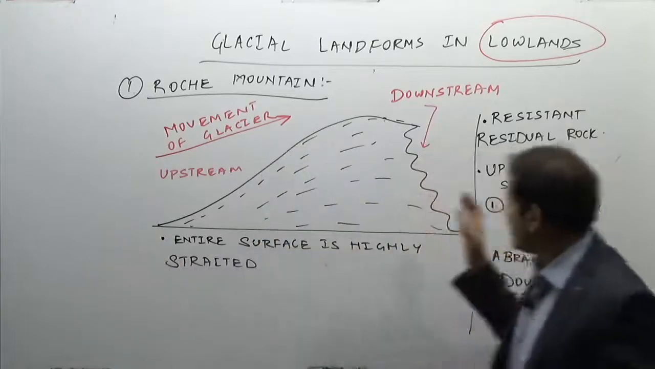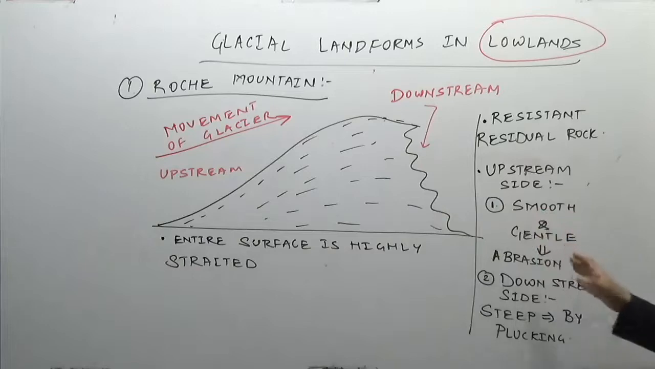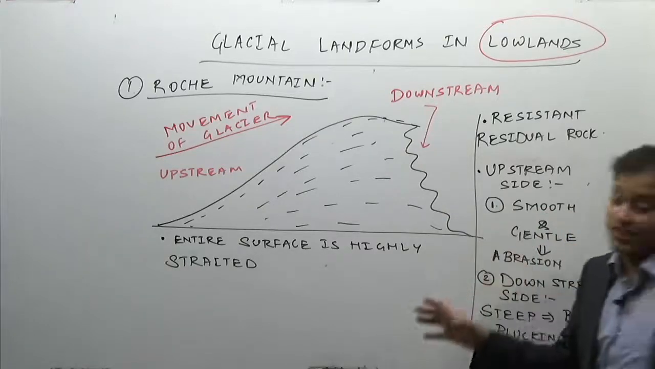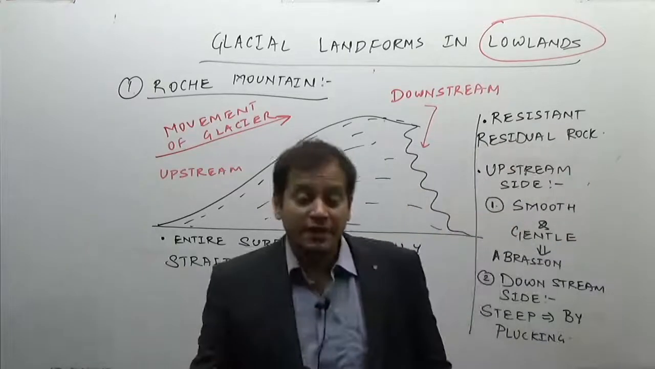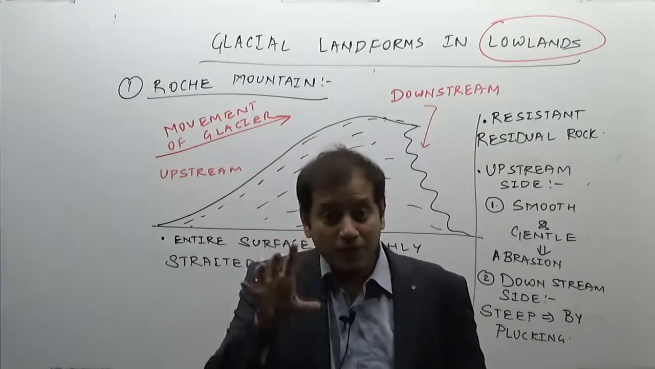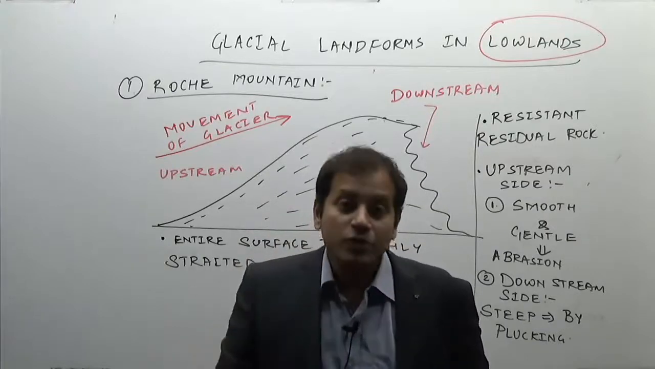As a result, the upstream side is smooth and gentle, while the downstream side is steep. Why? Which processes affect here? It is known as plucking and abrasion. Now why is it known as Roche moutonnée?